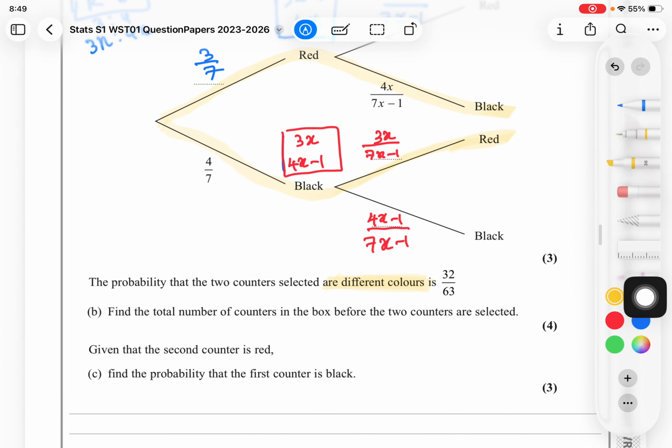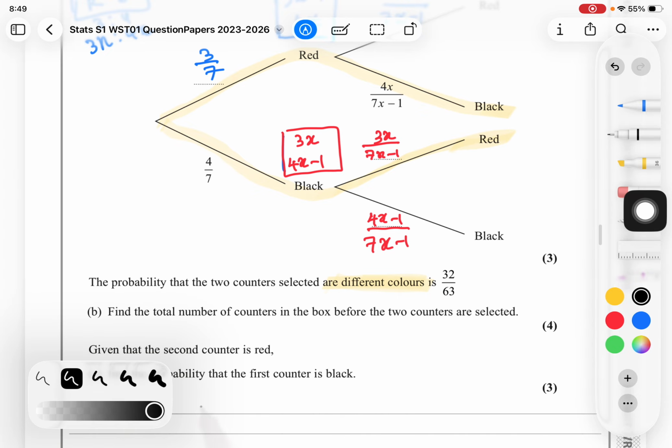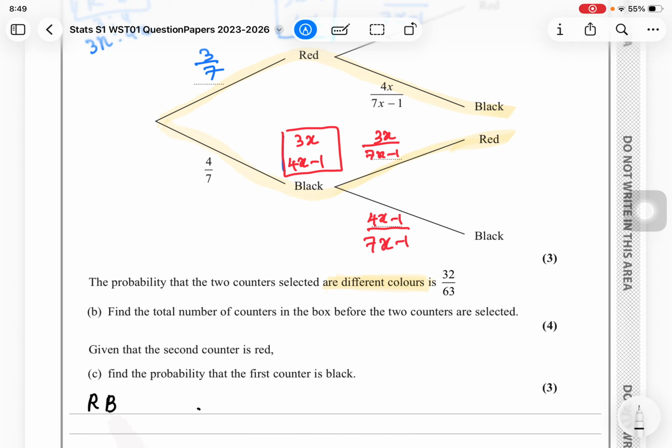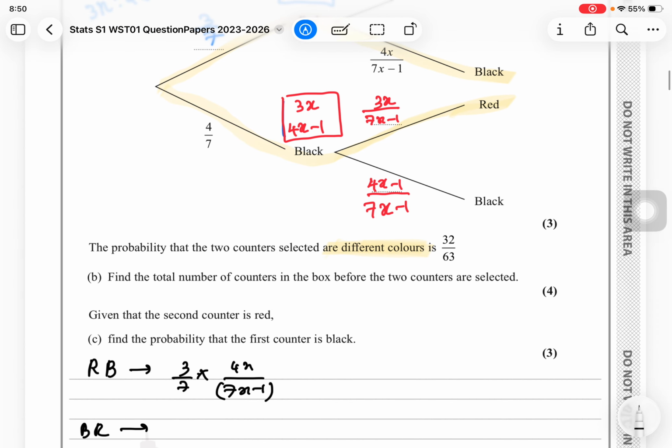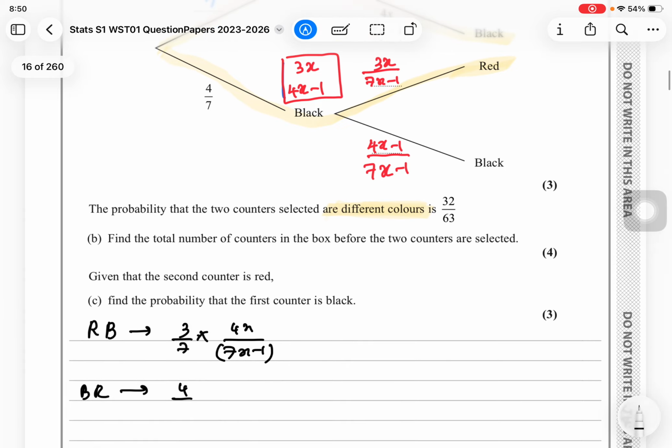So let me quickly write that information here. We know the red-black probability, which is 3 over 7 times 4x over 7x minus 1. For a black-red, we have 4 divided by 7 times 3x divided by 7x minus 1. So we have each branch. Now when we add both of them, that will be 32 over 63.